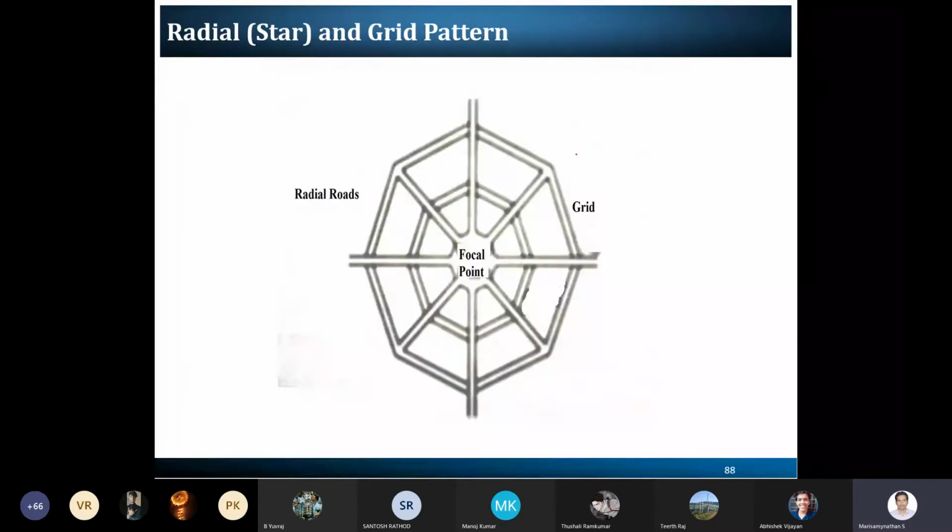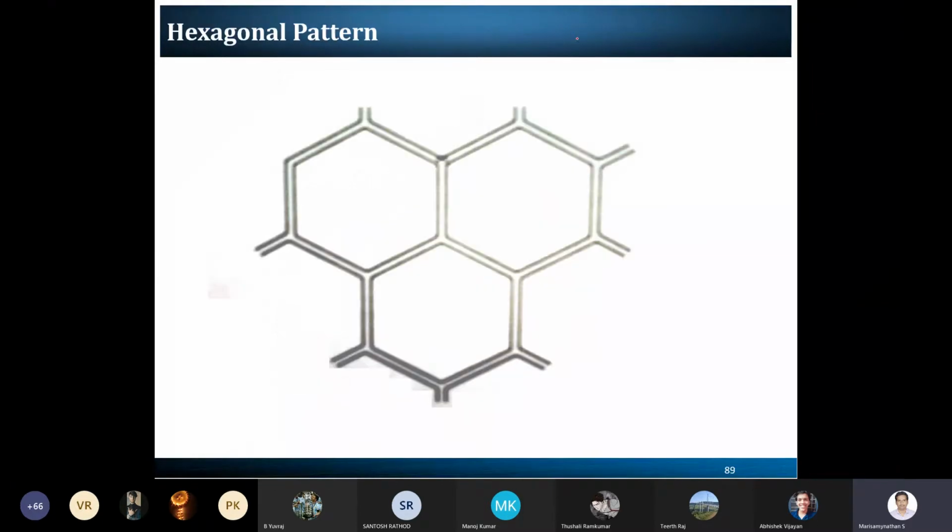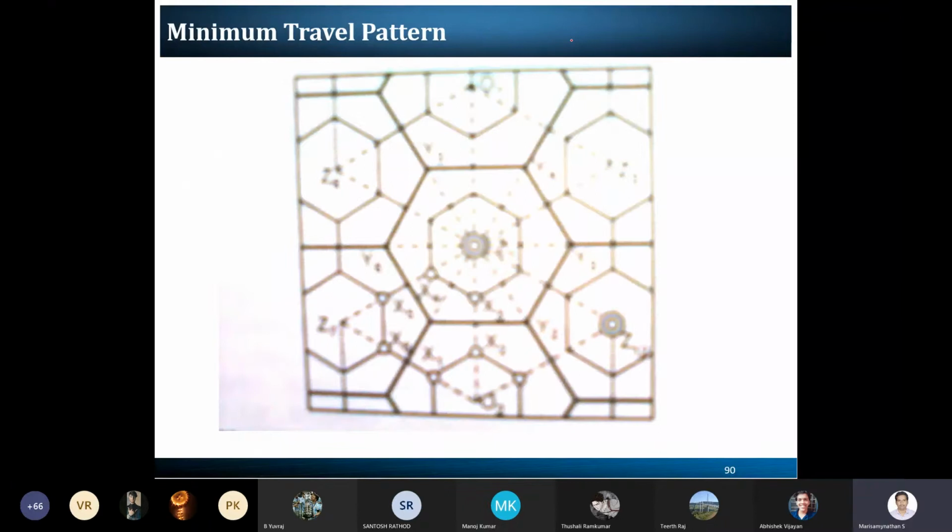This is the radial and grid pattern. Instead of the block, we have the grid type, including the star. Then the hexagonal, then the minimum travel pattern. Here the term is very well defined. Basically, you know the destinations A and B. This might be one route to reach it, this might be another route, and this might be another route. So which one will be the shortest path? That can be designed between the origin and the destination.